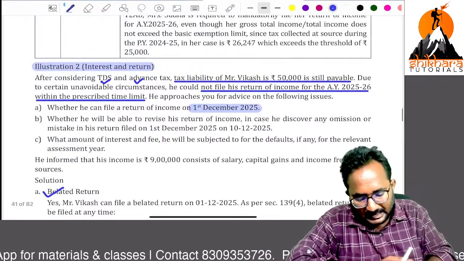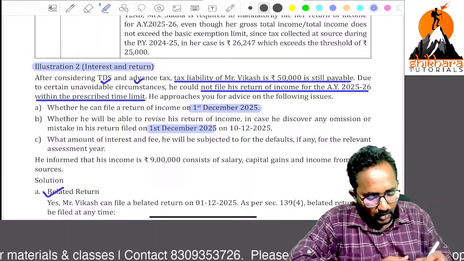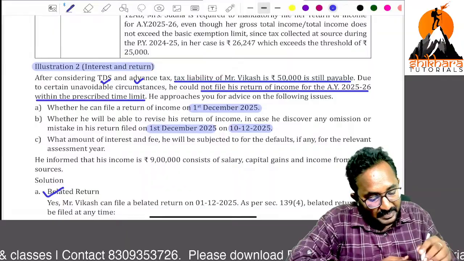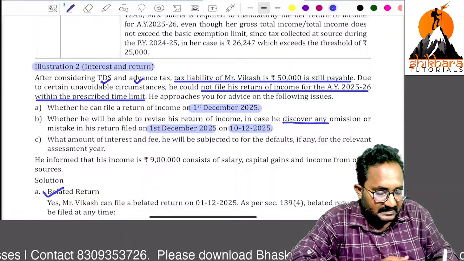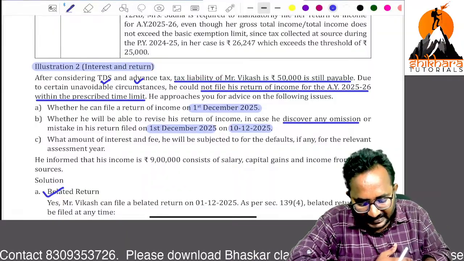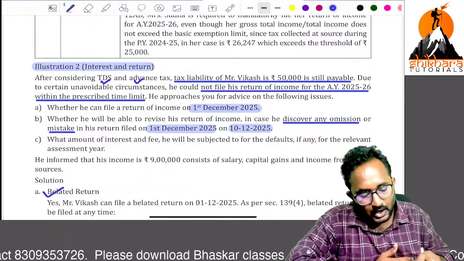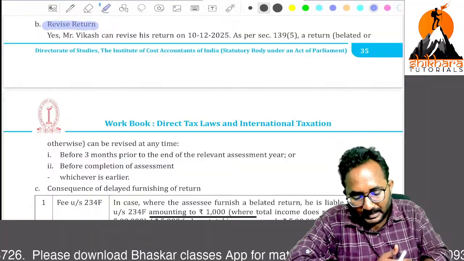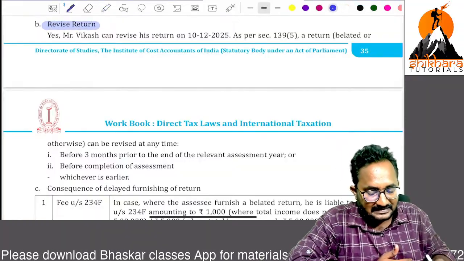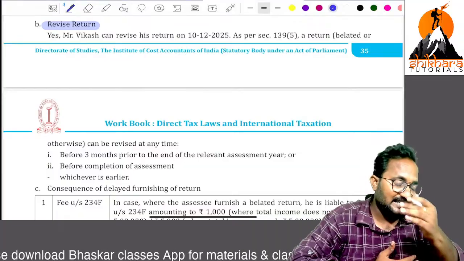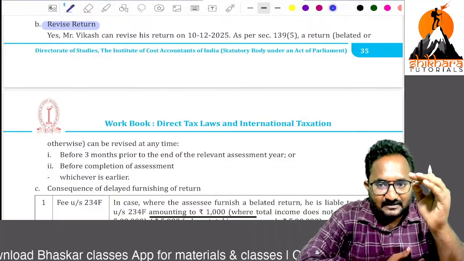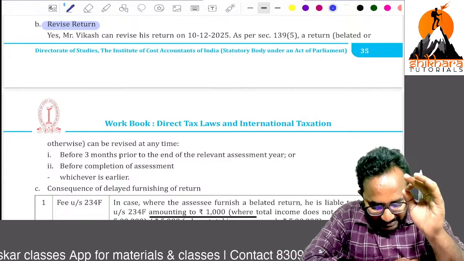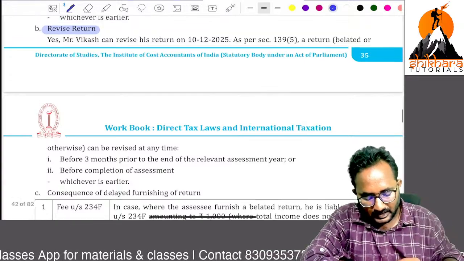Now he filed the belated return on this date, but now he wants to revise the belated return because he discovered some omissions as well as mistakes in it. Can he file a revised return? Yes, he can revise the return also. But is the last date for the revised return the same? That is 31st December of the assessment year, 3 months prior to the end of the relevant assessment year, or assessment completion, whichever is earlier.